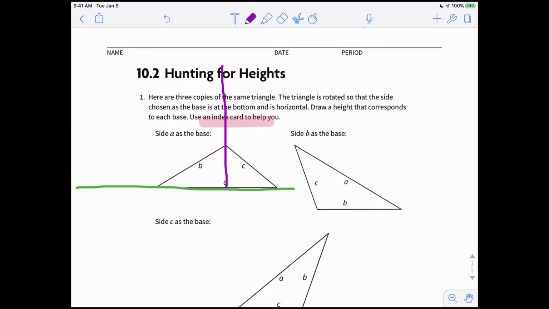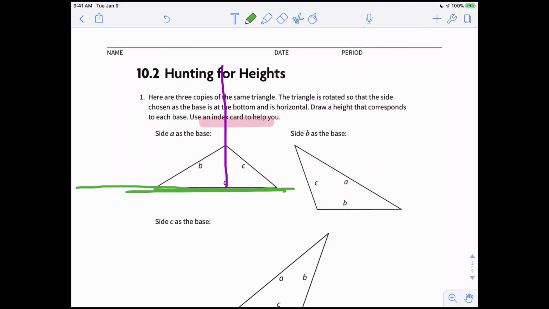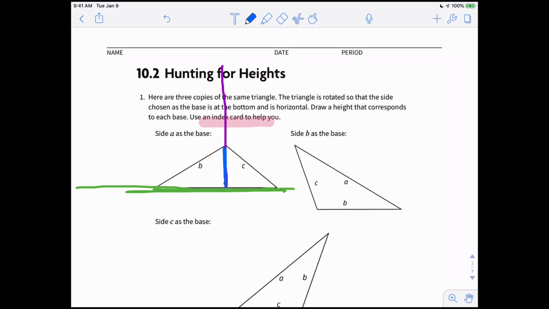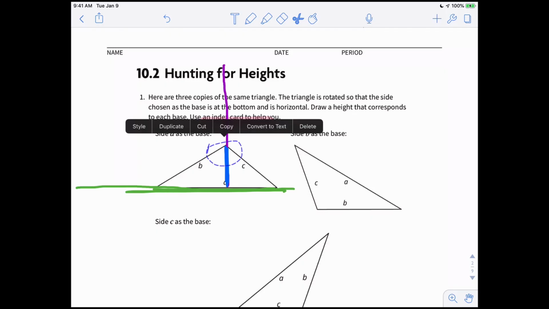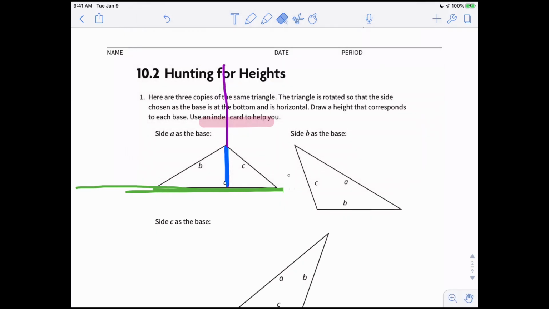So if the green here is our base, then this, I'm going to make it blue. This blue portion right here is the height, because as we drag it around, boom, that's where it is. Oops, went too far. Boom, perfect. Okay, so let's repeat that process. I'm going to do a little bit of erasing here. Good.